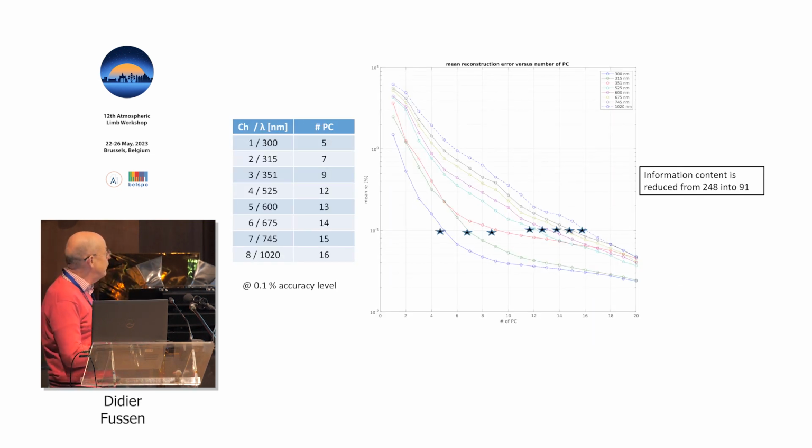So for our channels from the UV to the infrared, if you want to reconstruct the radiance profile at 0.01% level, it's enough to have 5 components in the UV, and it increases because we have more and more aerosol influence, up to 16. But it's a serious compression of the total number of radiances we have computed, because it was 248 times 8 times 31, and we have now 91 degrees of freedom for this accuracy level.